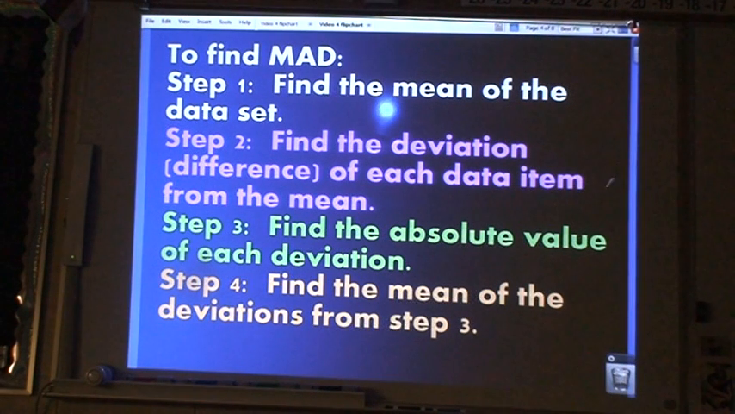To find the mean absolute deviation, there are 4 steps we can follow. The first step is to find the mean of the data set. The second step is to find the deviation, or the difference, of each of these data items from that mean. The third step is to find the absolute value of each deviation, or each difference. The absolute value is just the distance it is from 0. So basically, it's the one that just makes everything positive. The last step is to find the mean of the deviations that you found in step 3.